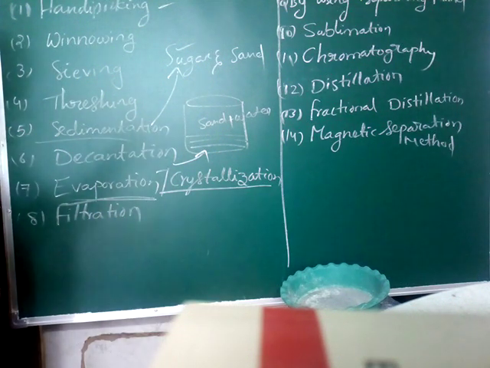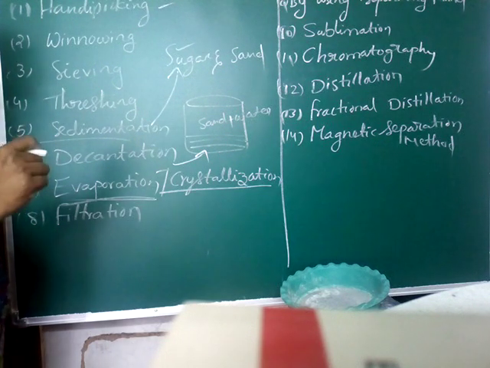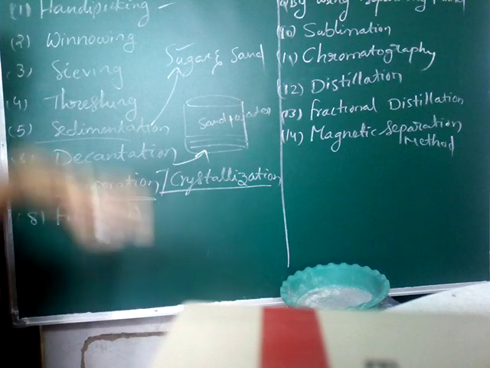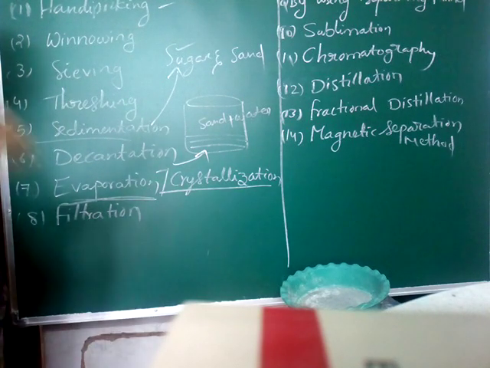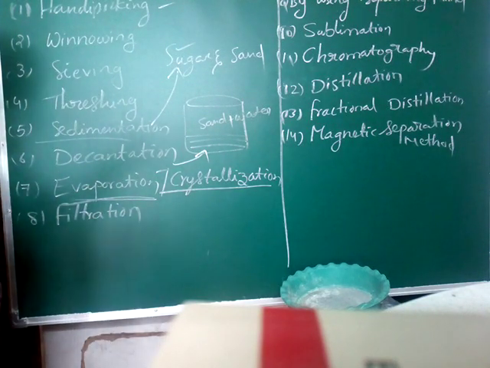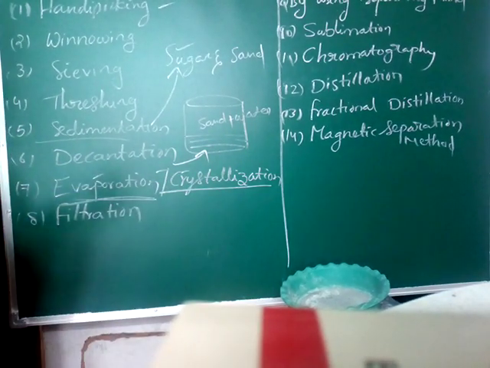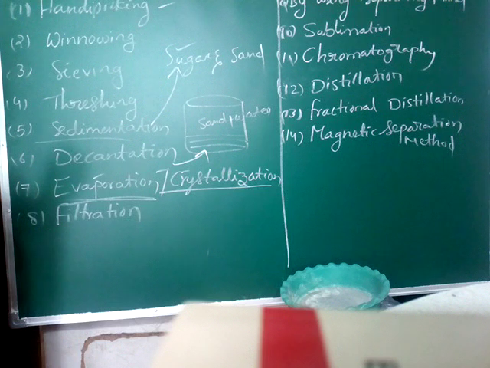Now you take the sea water. You have to keep it for some time under the sunlight. Then what happens? The water present in the sea water will evaporate, and the salt remains there as crystals. That's why it may be called crystallization or evaporation. Both words may be used for it.